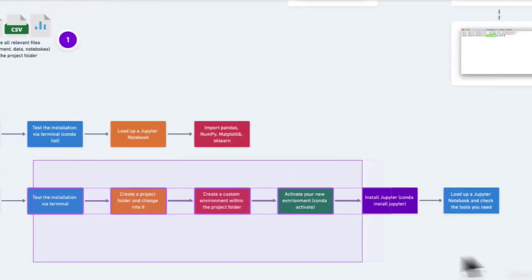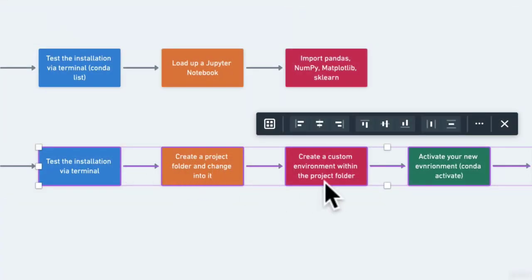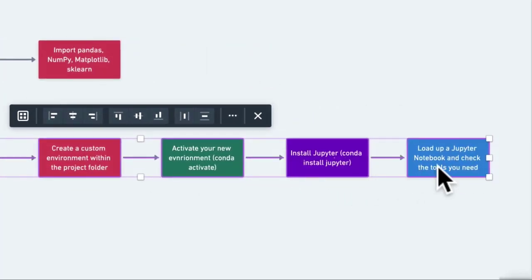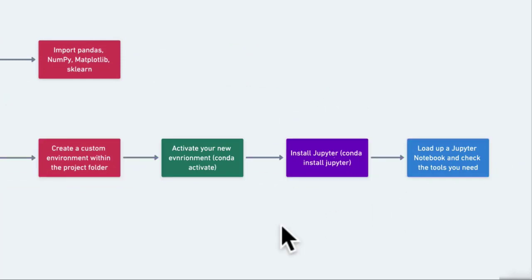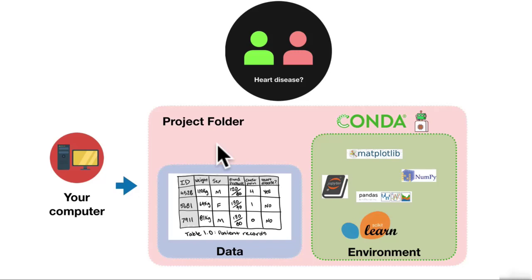Now, for this lecture, we're going to take care of these steps. Test the installation, create a project folder, create a custom environment with it, activate your new environment, install Jupyter, and load a Jupyter notebook. Now again, I realize you might be thinking, Daniel, this is a whole lot of steps. I just want to get into coding.